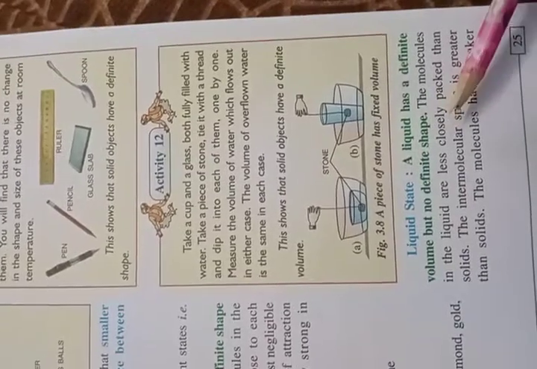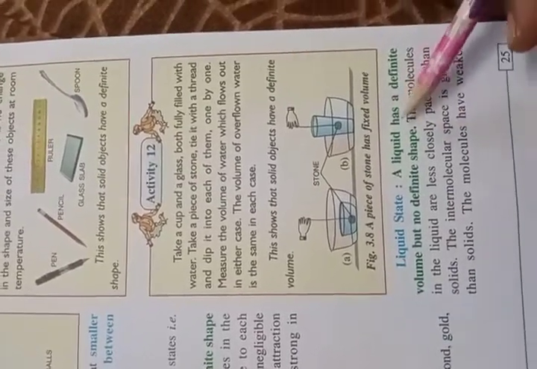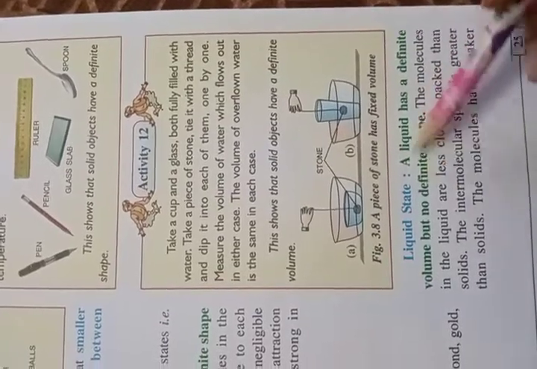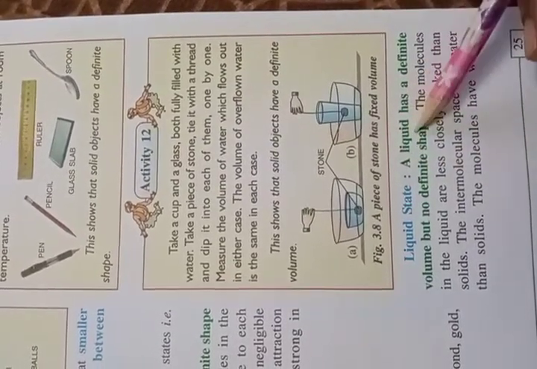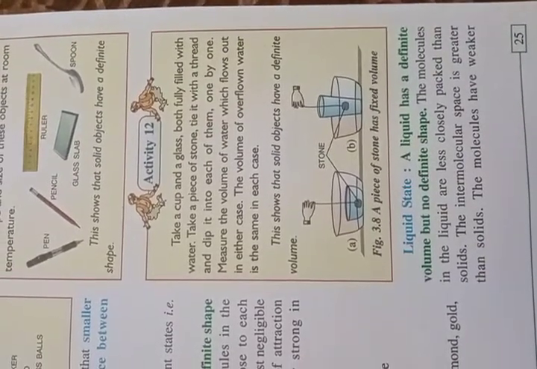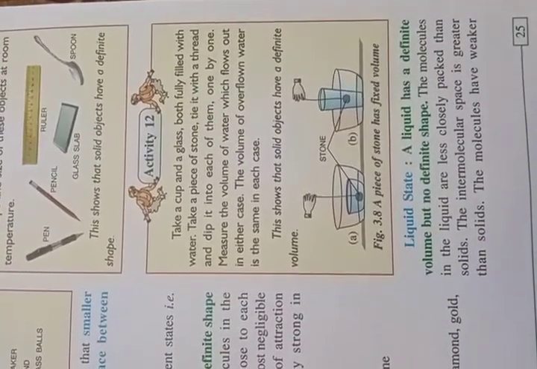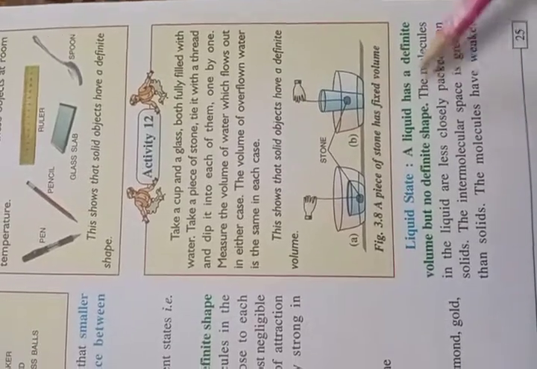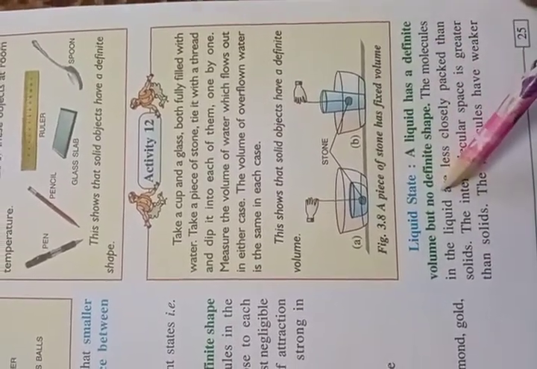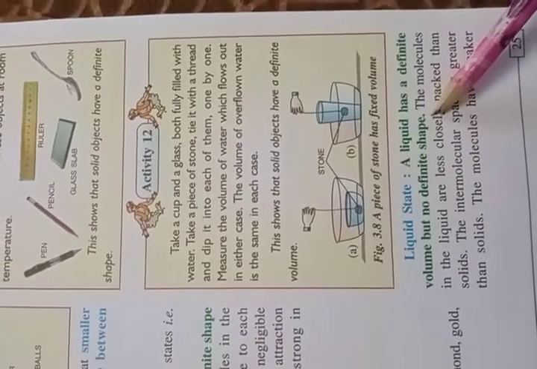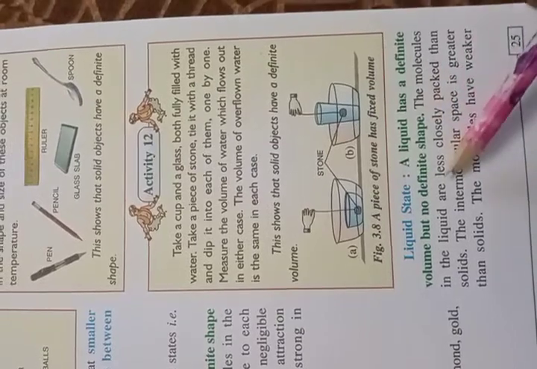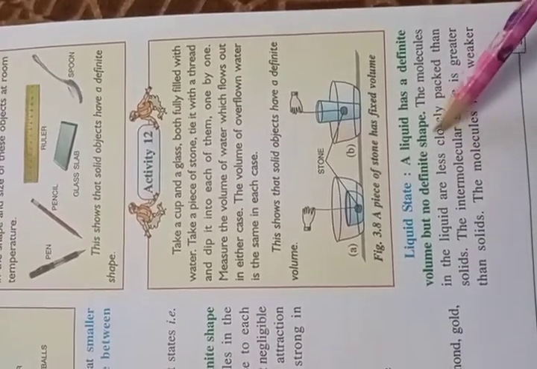Next, the liquid state. A liquid has a definite volume but no definite shape. Liquid means any water. Petrol and diesel are examples of liquids. These liquids have a definite volume but not a definite shape. Have you ever seen a liquid with a specific shape? No. So liquids have no definite shape.